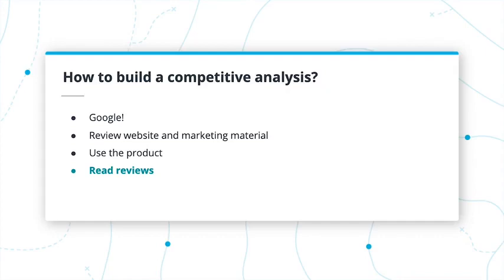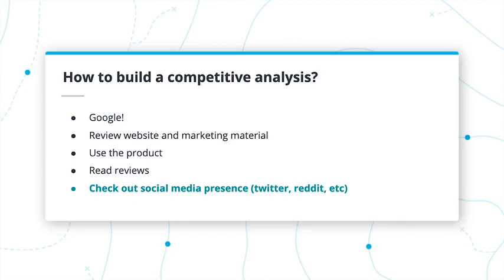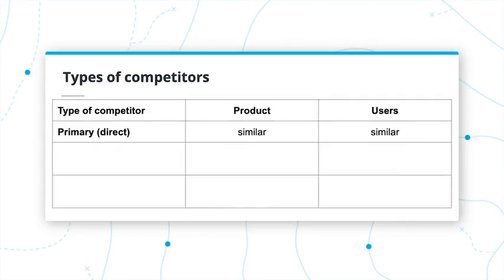But you can also get a good sense of how well it's doing by reading reviews, both reviews that are written directly by customers, as well as reviews that you might find in a tech blog. And lastly, it's also really eye-opening to check out the associated social media presence. So let's talk a little bit about the different types of competitors. There are 3 different types of competitors.